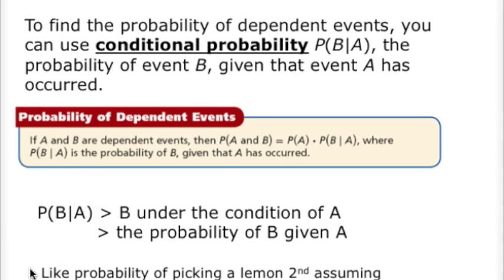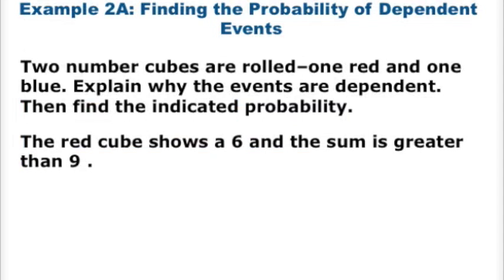This is like, for instance, saying, what is the probability of picking a second lemon, assuming that you first picked a lime? In order to say that in this terminology, you would say probability of lemon given lime, given that you've already chosen a lime. So, okay, let's look at an example of this.